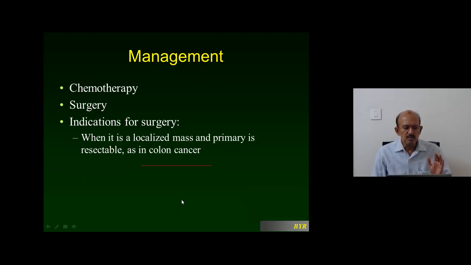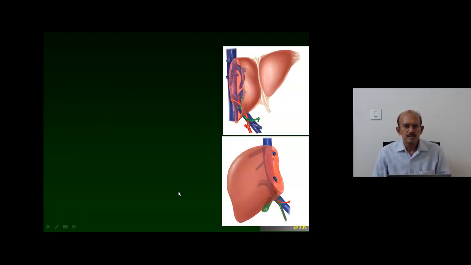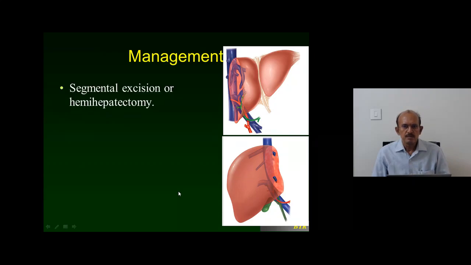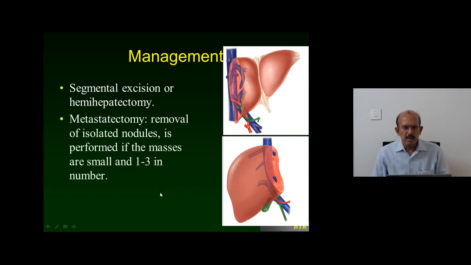So it is always recommended. Right, both of them appear simultaneously. That means if there is synchronous metastasis of the liver secondary and colon cancer, segmental excision or hemihepatectomy, then metastasectomy. The other procedure is called the metastasectomy. Yes, colon cancer and solitary liver secondary both are removed in a similar way.